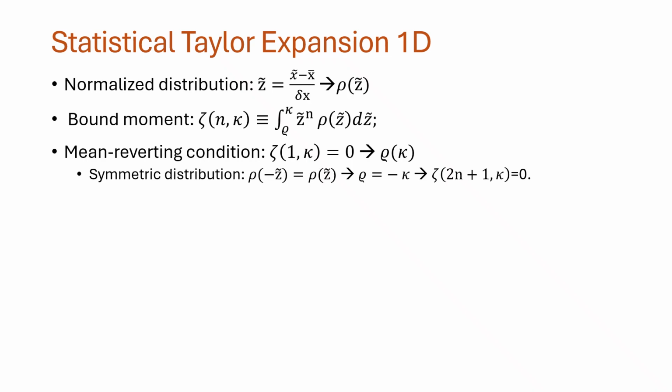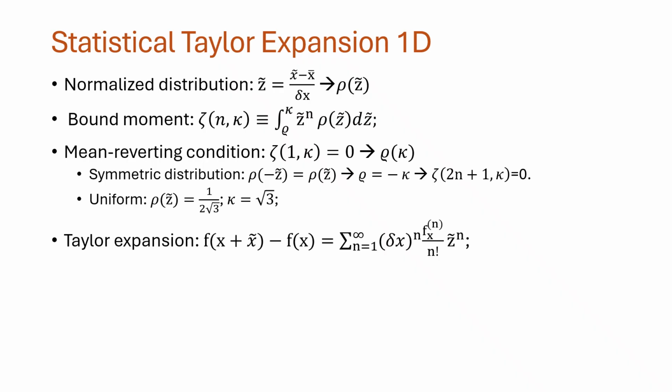And a special case is if the distribution is symmetric, as shown here, then the lower bound and upper bound are symmetric, and that also means all the even order of bound momentum is 0, as shown here. A special case is a uniform distribution, a normalized distribution that is a constant, but its range is square root 3.